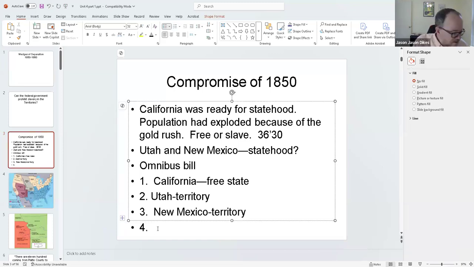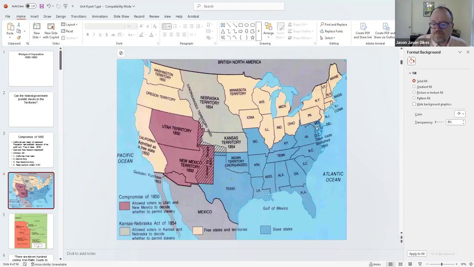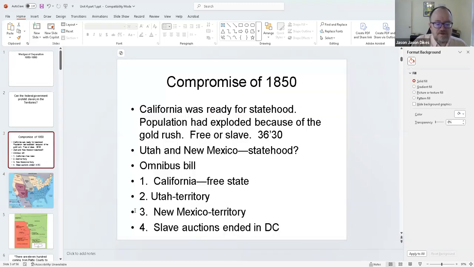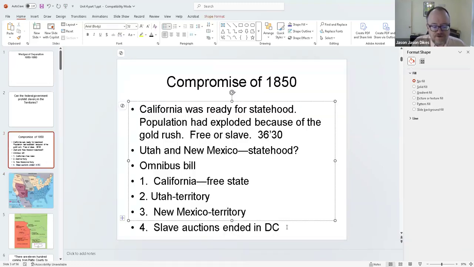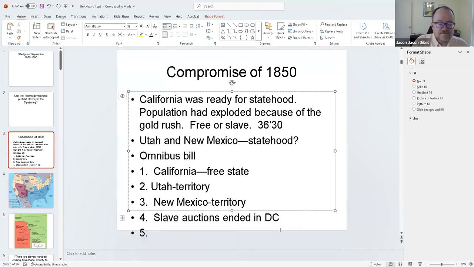Fourth, slave auctions were ended in Washington, D.C. Technically, Washington, D.C. is surrounded by slave states, and you could buy slaves on the streets of the nation's capital. That now comes to an end. Fifth, federal dollars will go to capturing fugitive slaves.